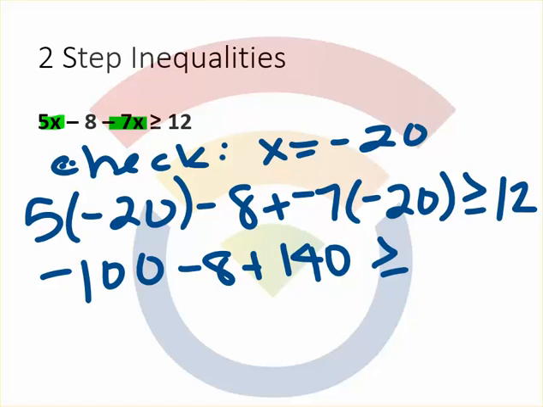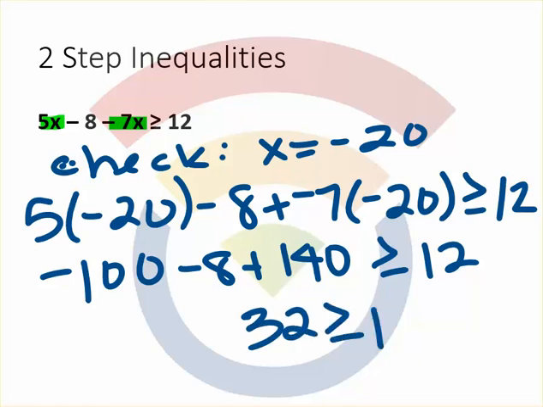We're going to see if that's greater than or equal to 12. Use your calculator. Negative 100 minus 8 plus 140. That is 32. And 32 is greater than or equal to 12. So our answer was correct.